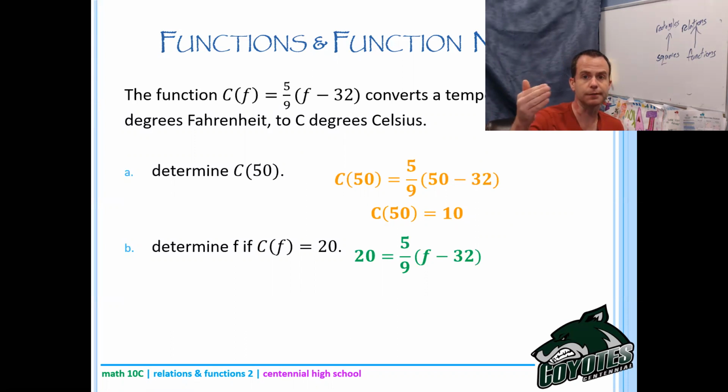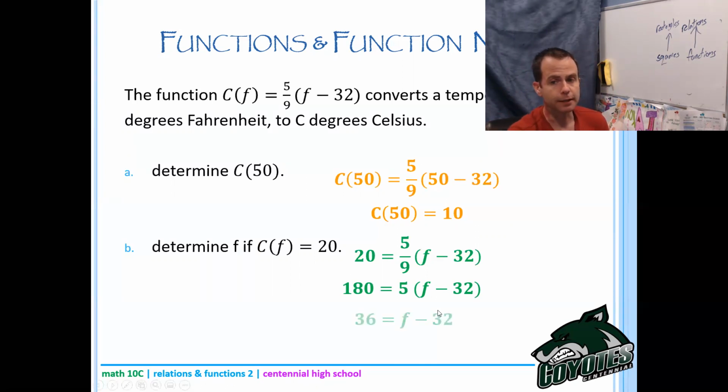So I'm going to get rid of a division of 9 by multiplying both sides by 9. That would give me 180 equals 5 times F minus 32. Now I'll get rid of the 5 by dividing both sides by 5. That would give me 36 equals F minus 32, and then I just have to add 32 degrees to both sides. So I find out that 68 degrees Fahrenheit is the same as 20 degrees Celsius.